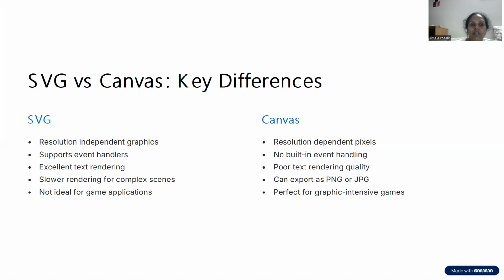Here the difference between SVG and Canvas is given. SVG is resolution independent graphics, while Canvas is resolution dependent pixels. SVG supports event handling, but Canvas does not. SVG has excellent text rendering, while Canvas has poor text rendering quality. SVG is slower at rendering complex scenes, but Canvas can export as PNG or JPG files. SVG is not ideal for game applications, and Canvas is perfect for game applications.